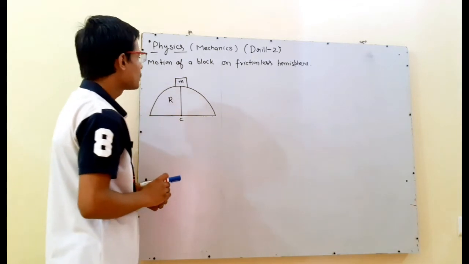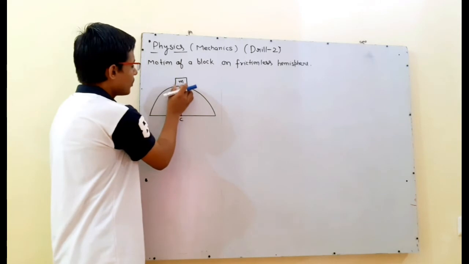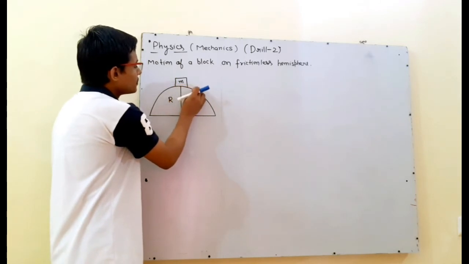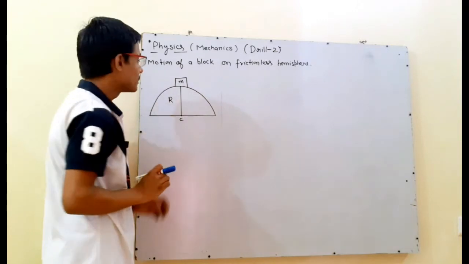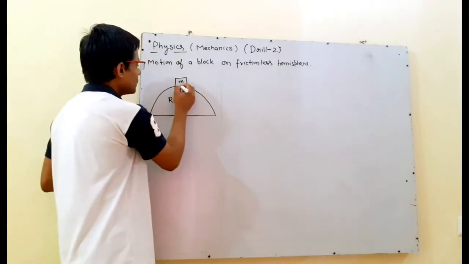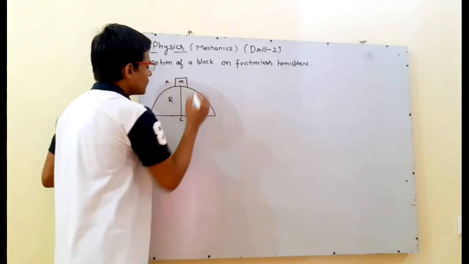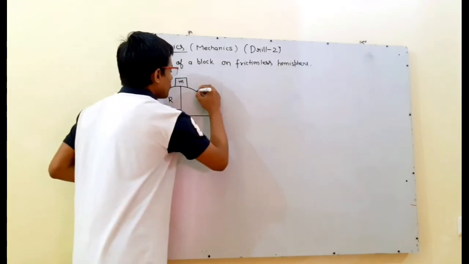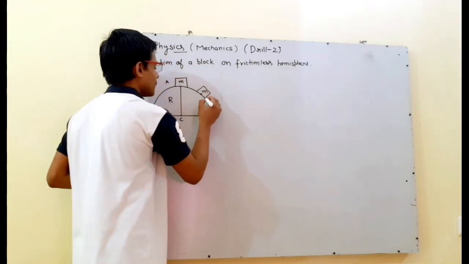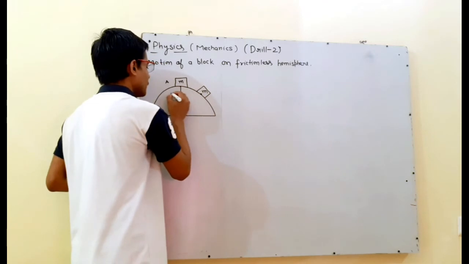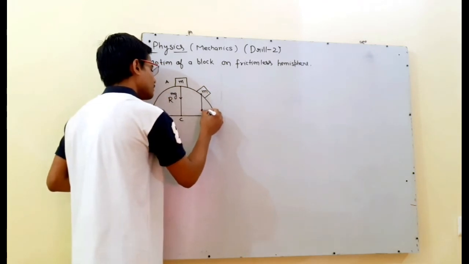So what is going to happen when this block tries to slip on this curve? Let us suppose this is point A and this will be point B. Your block will be like this. Here you have mg downward force. Here you also have mg downward force.